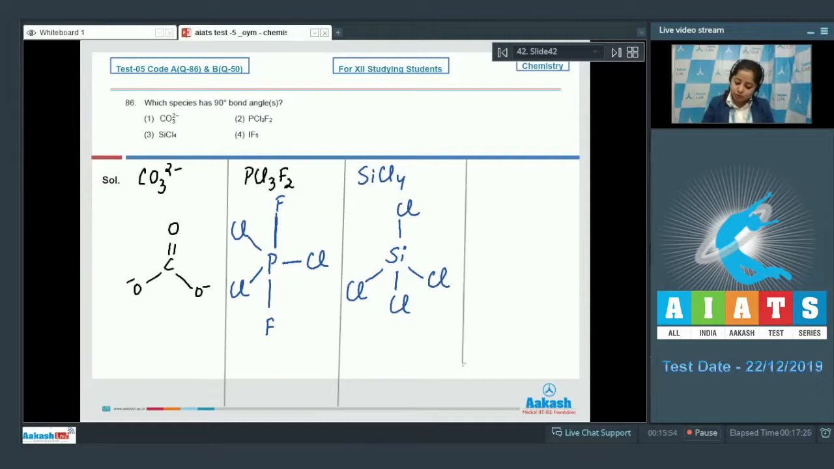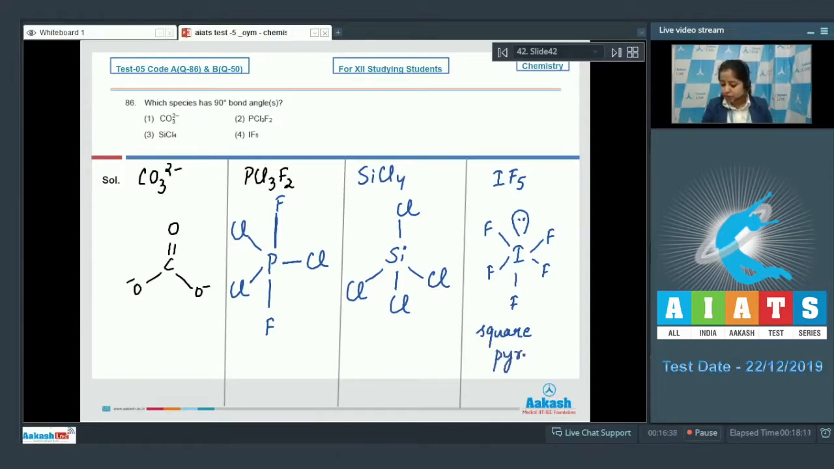Moving to next option, which is IF5. The hybridization is sp3d2. I has 1 lone pair and 5 bond pair. Here the geometry is square pyramidal. Because of this lone pair, the bond angle has slightly deviated from 90 degree. That means the species which has 90 degree bond angle is number 2, that is PCl3F2. That means the correct answer is option number 2.